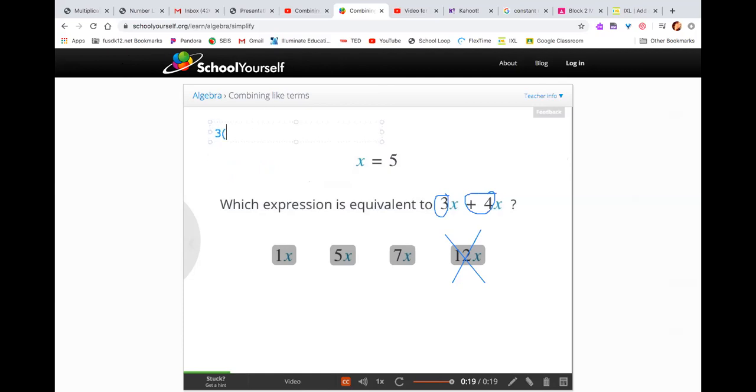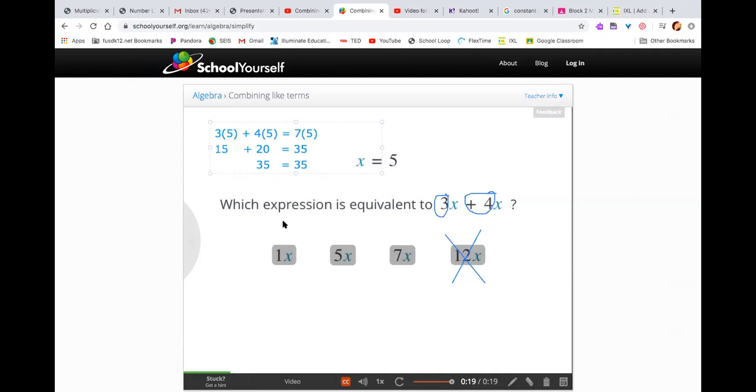So now I have 3 times 5 plus 4 times 5 equals 7 times 5. 15 plus 20. And 7 times 5 is 35. Okay. And we said 15 plus 20 is 35, right? Equals 35. So do they match? Yes, they match. So this is one way to do it.